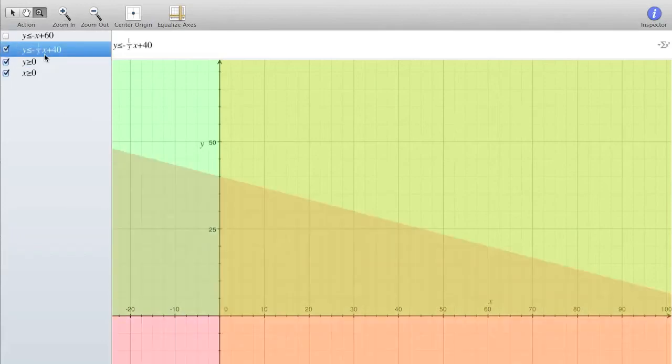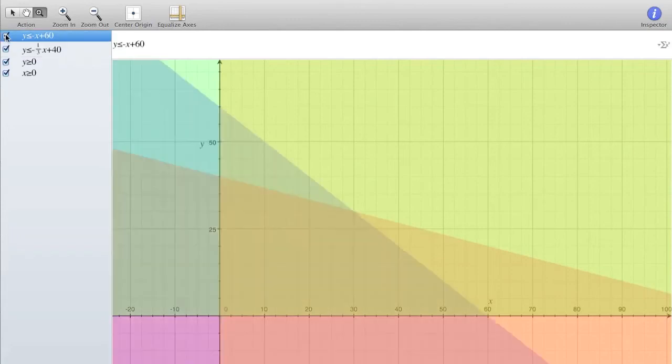Let's graph this one. We have negative 1/3 x plus 40, and so you can see here it starts at 40. These go up by 5s if you can't tell, and so it passes through at 40 and travels down at 1/3 slope all the way down. It is a negative slope, so you can see that.